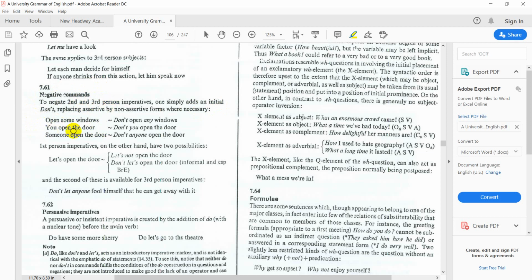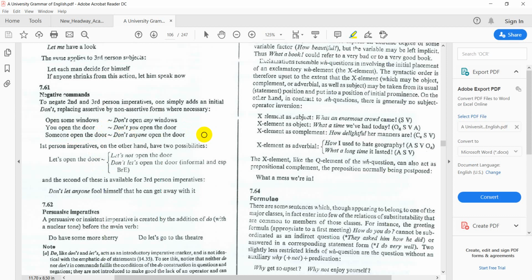So you have commands like "Open some windows." You have a command here. Now you want to negate the command. Simply you add don't and replace all the assertive forms by non-assertive forms where necessary. As you see here, we have the assertive form "some." So I add don't initially, before the imperative verb, and I say "Don't open." Now "some" should be changed into the non-assertive form "any." Don't open any windows.